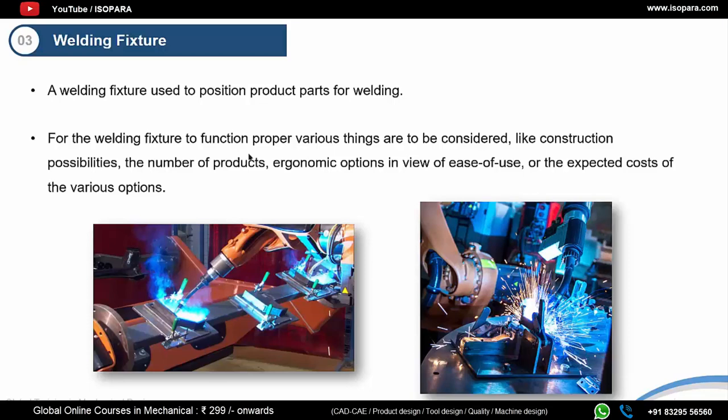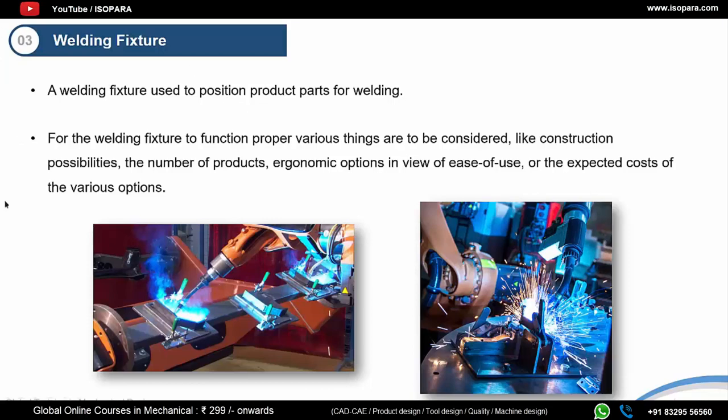Other considerations also play a role, like construction possibilities, the number of products, ergonomic options in view of ease of use, or the expected cost of various options. This is obvious. We need to stay within the specific budget. Every project has a specific budget or a limit to how much we can spend on it, and the same goes for the fixture as well. So the better the quality we want, the higher the cost.